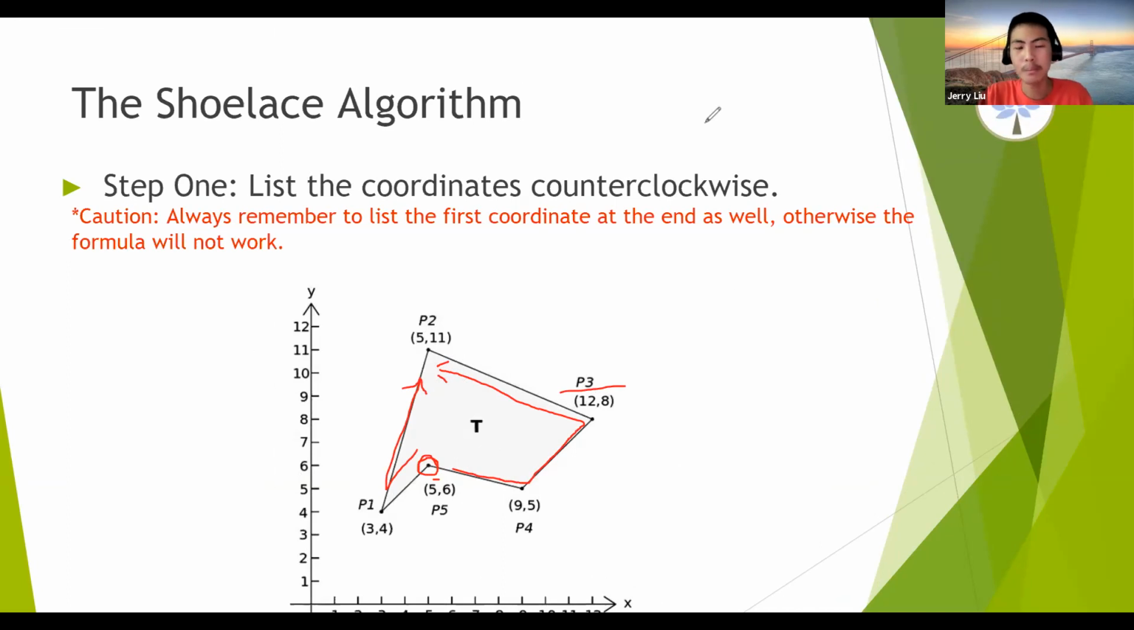So once again, it doesn't matter exactly what direction you go or what coordinate you start from, but you must start from one, you must go in one direction, and you must list consecutive vertices. And like I said before, remember to repeat the first one. Is that clear?